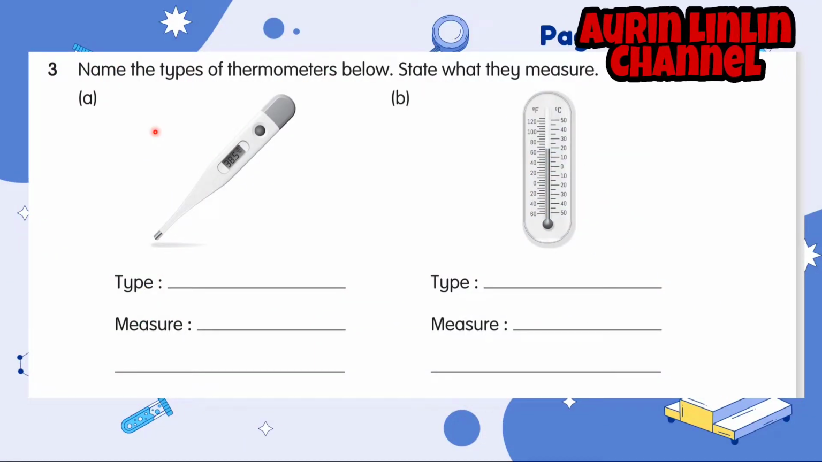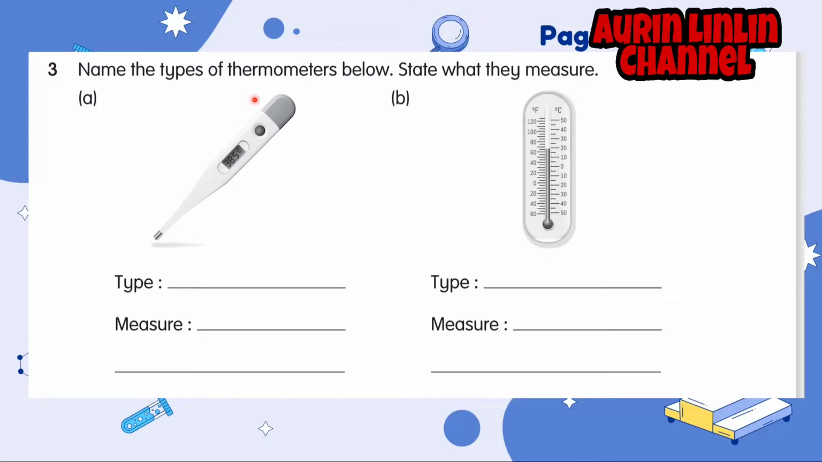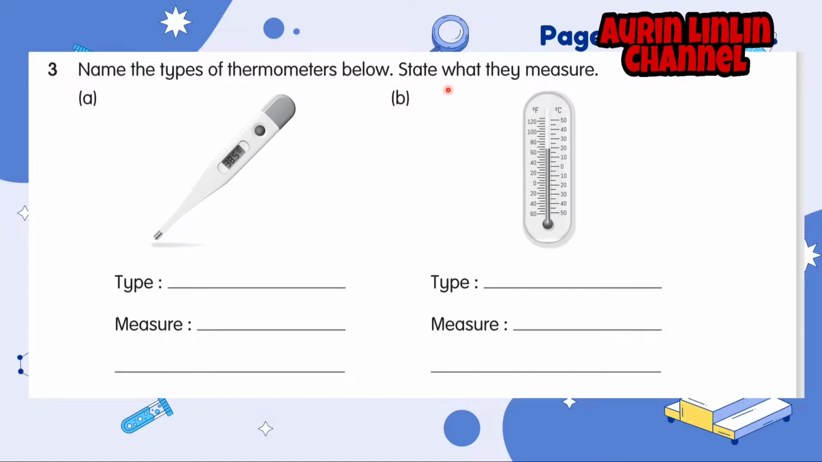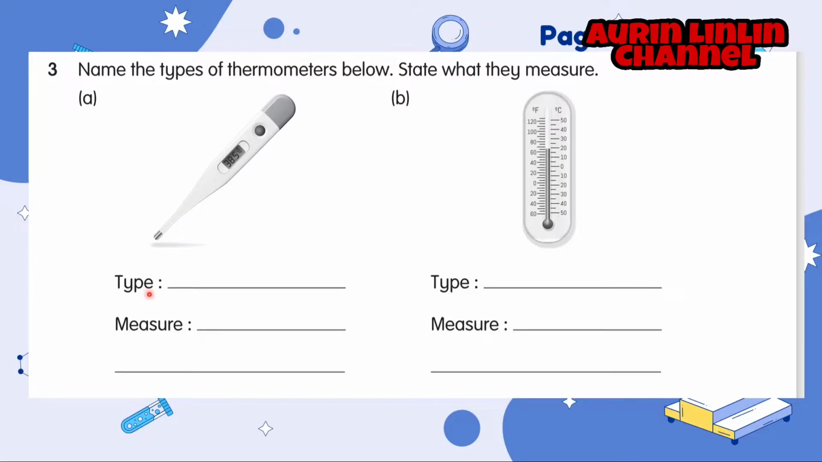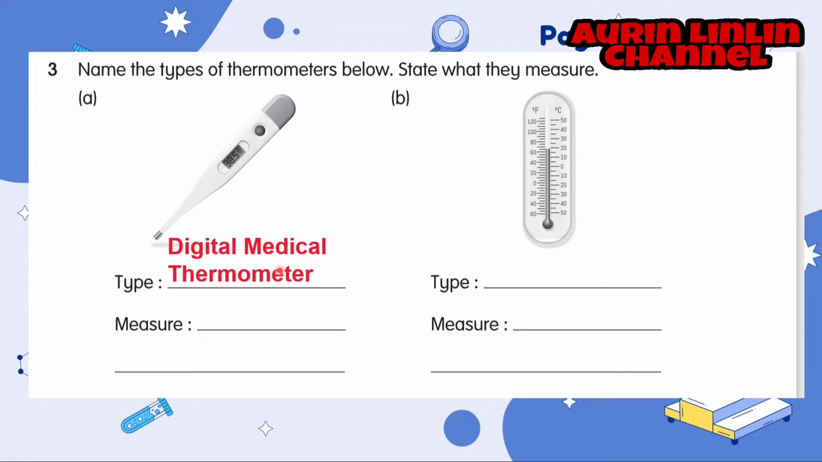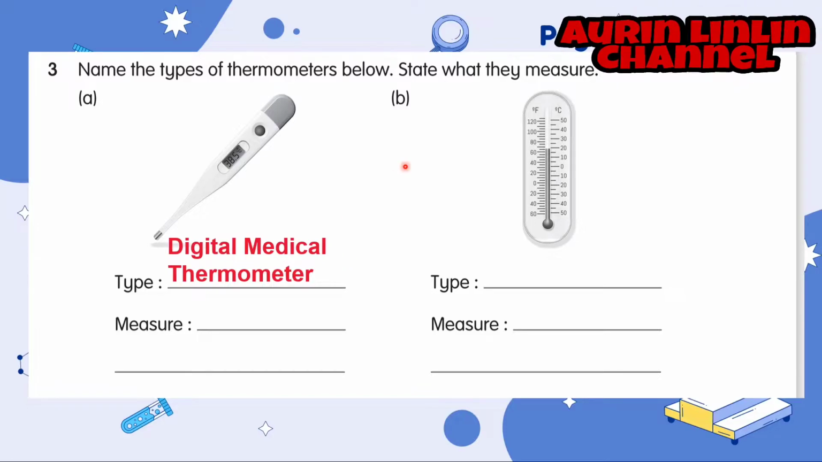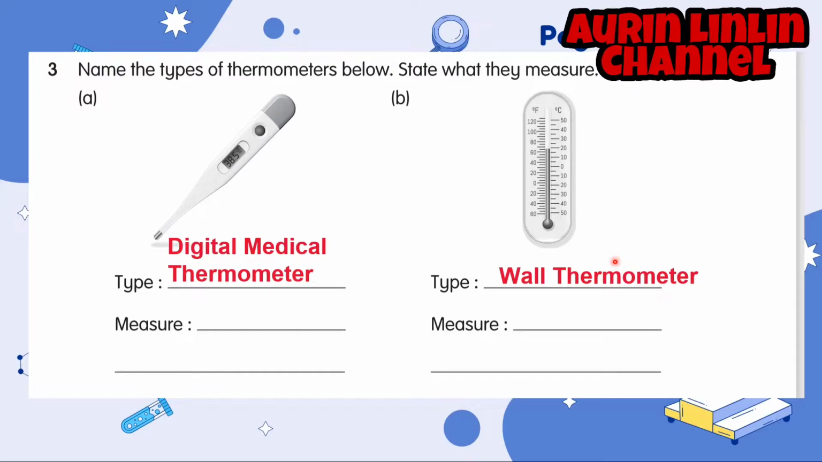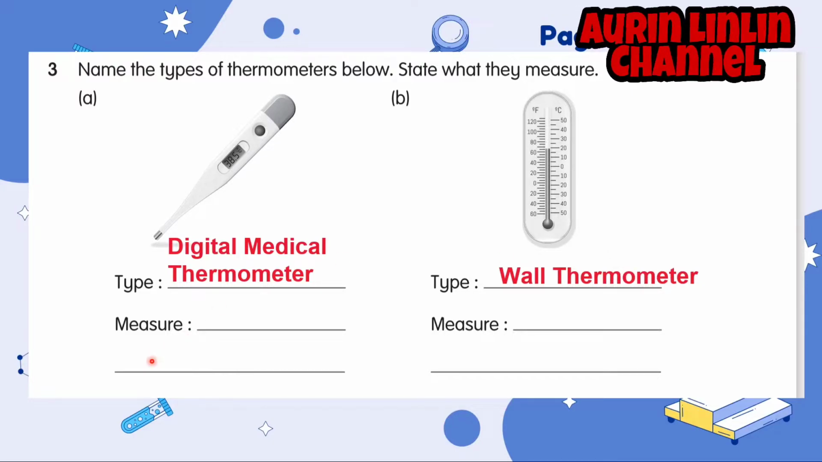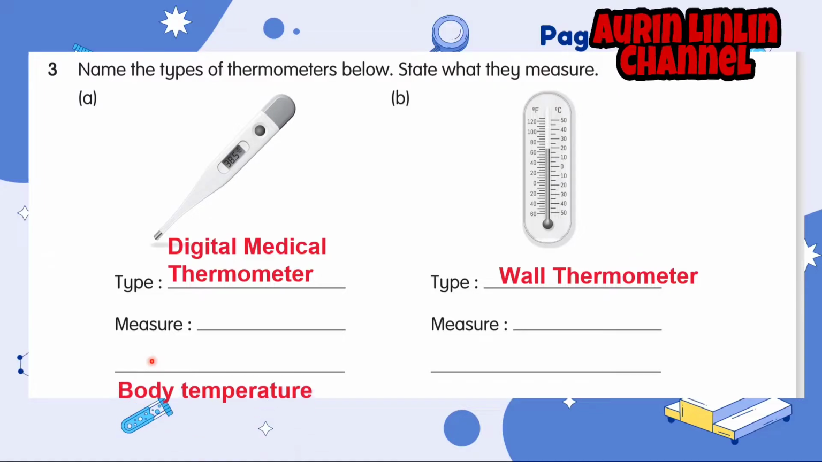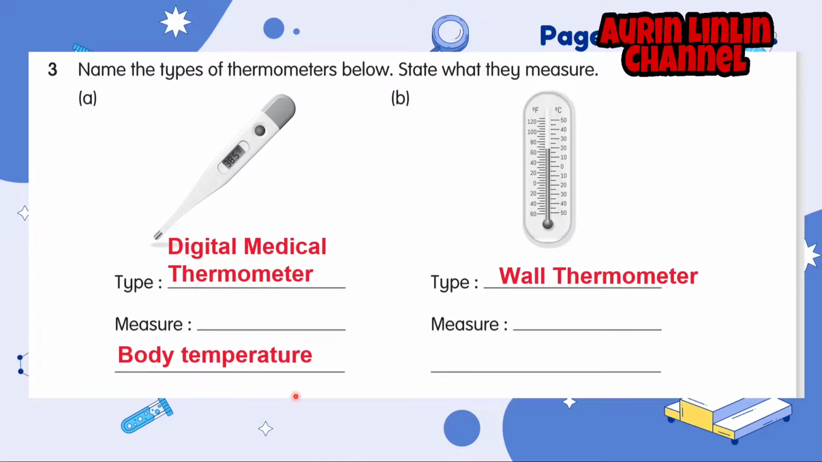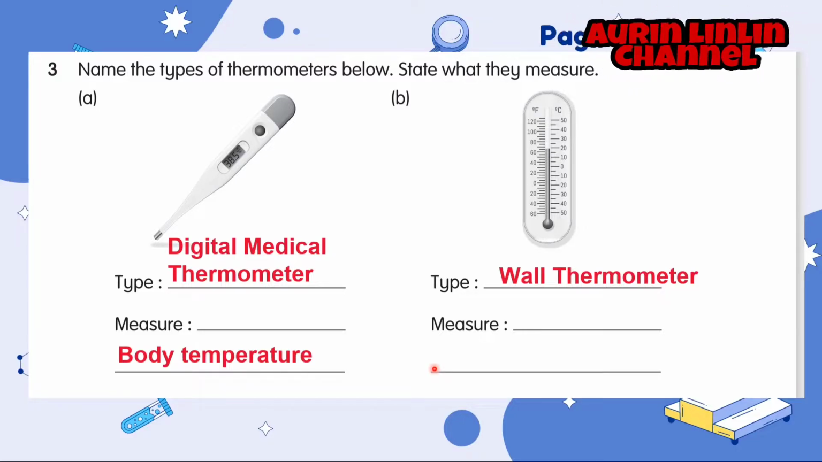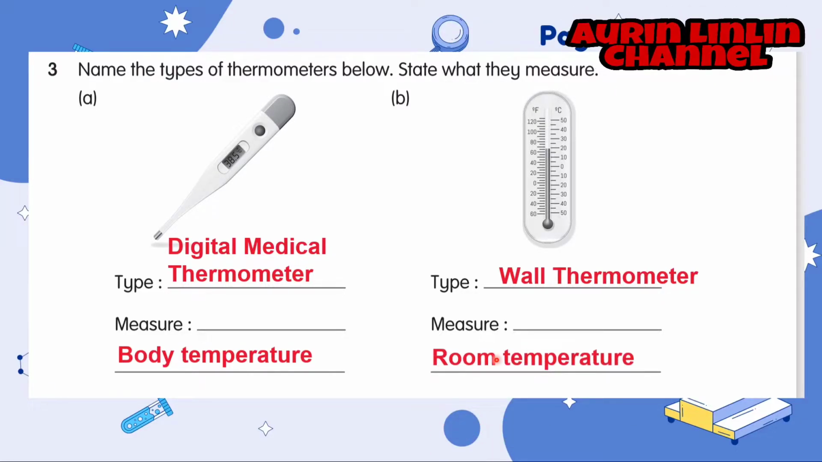Next question. Name the types of thermometers below. State what they measure. Okay, picture A. The type is digital medical thermometer, and picture B is wall thermometer. And picture A measures the body temperature, and the wall thermometer is used to measure room temperature.